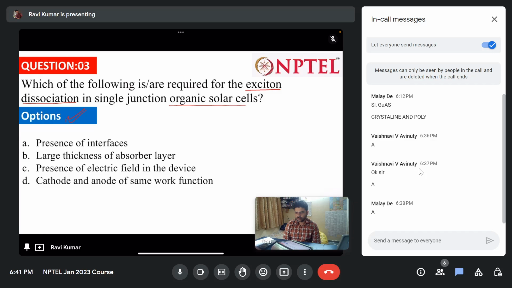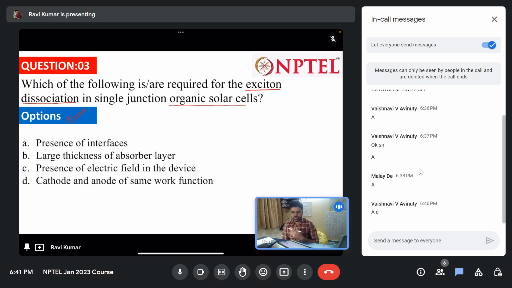Sir, A and C. Presence of interfaces. Okay, Vaishnavi is also right, A and C, and you are also right, A and C. Yes, both are correct, A and C.